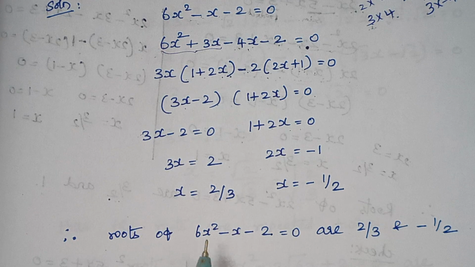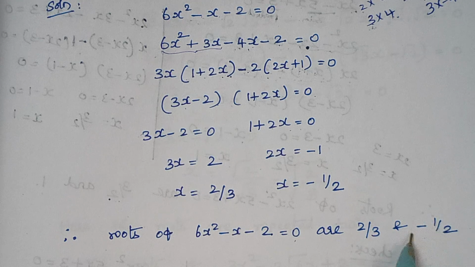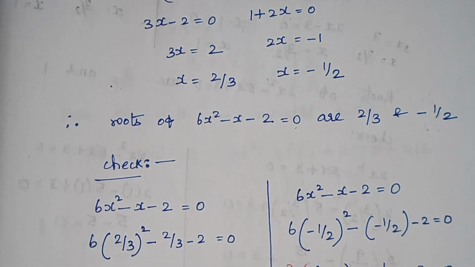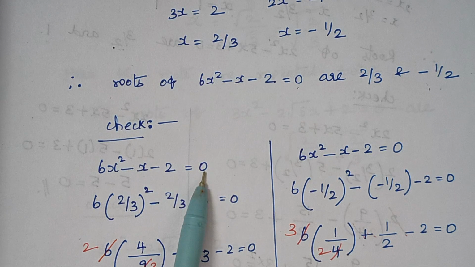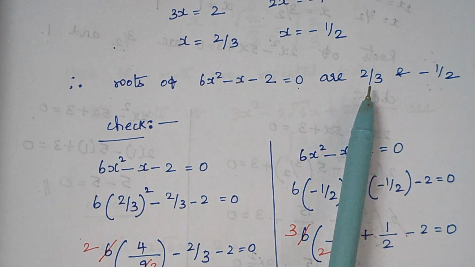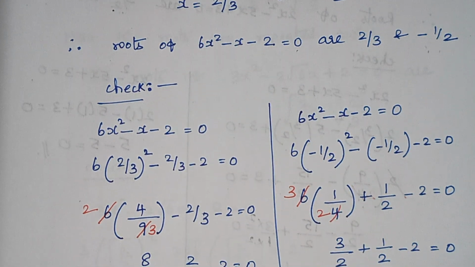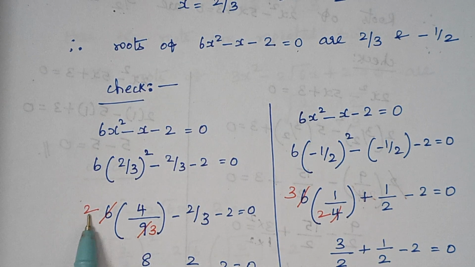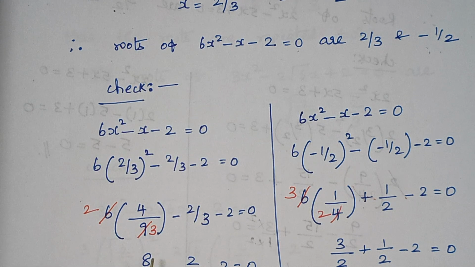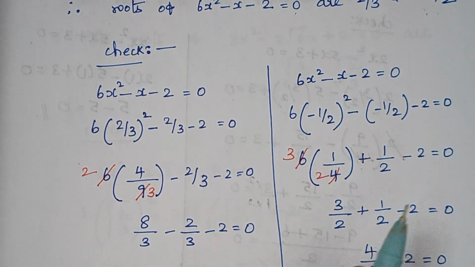In the place of x we are going to substitute first 2 by 3 and check whether the result is equal to 0, and next in the place of x I am going to substitute minus 1 by 2 and again check. So here you see 6x² - x - 2 = 0. In the place of x just substitute 2 by 3. Here when you substitute, we are cancelling the 6 and 9 by 3. So 2 and 3, 4 times 2 is 8. So 8 by 3 minus 2 by 3 minus 2.